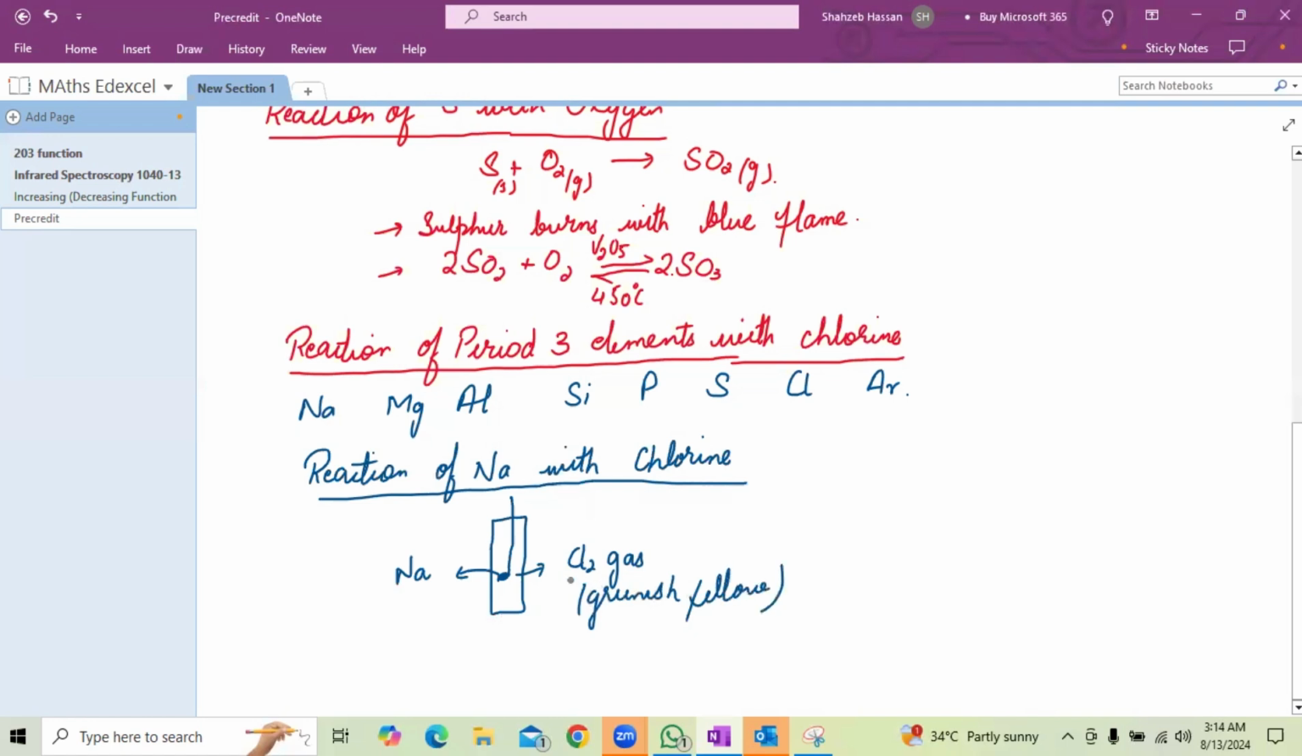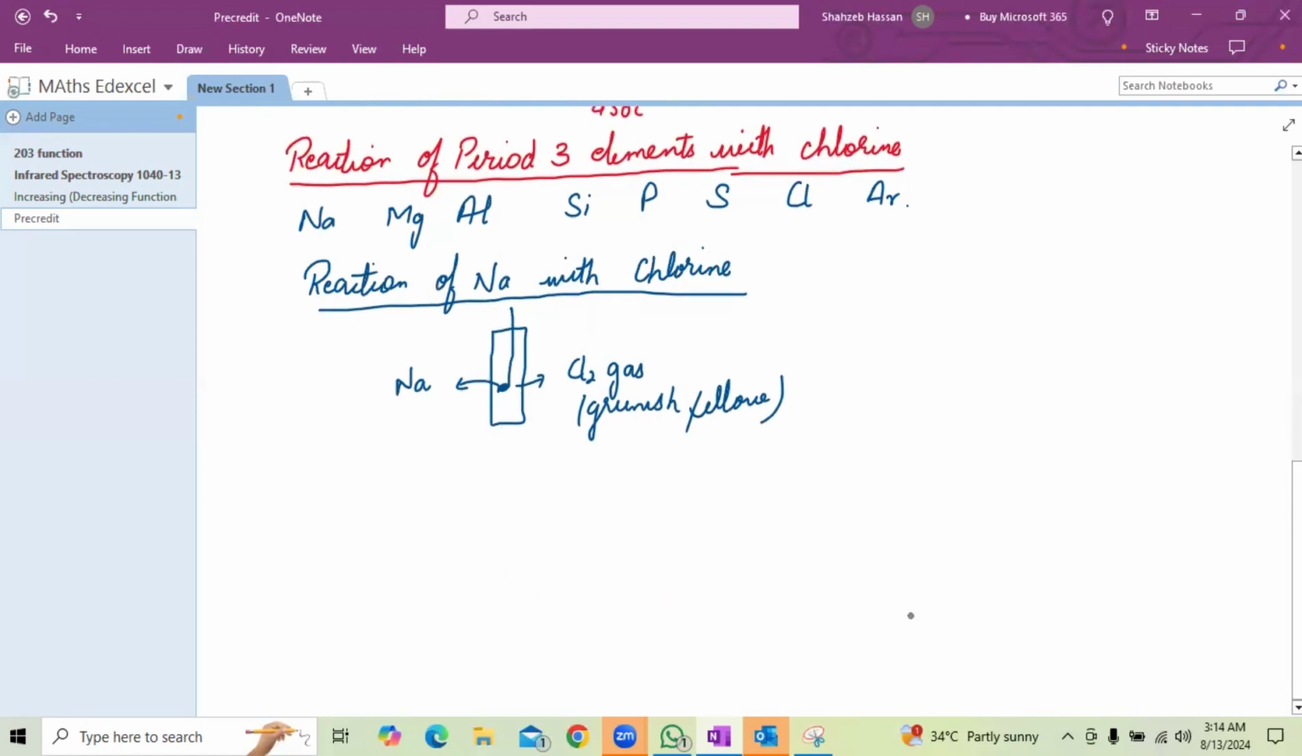We know that chlorine gas has a greenish yellow color, and when sodium has been put in it, what is going to happen? So there's a reaction where Na would react with Cl2 in gaseous form, and they would form NaCl, which is in solid form. So first we have to balance it. We are going to put 2 here. We are going to put 2 here as well.